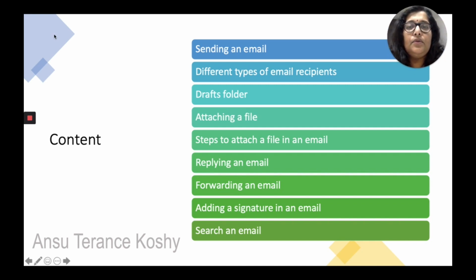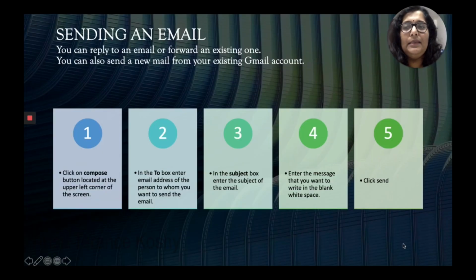The first thing that we need to do is learn how to send an email. In sending an email, you can reply to an email or forward an existing one. That is, you can write a reply to an email that you have already received, or you got a mail and you want to share it with another friend as it is. You can forward it to the next person from your inbox. You can also send a new mail from your existing Gmail account. If you have got a new contact or a new address that you want to communicate to, you can again send a mail in that account.